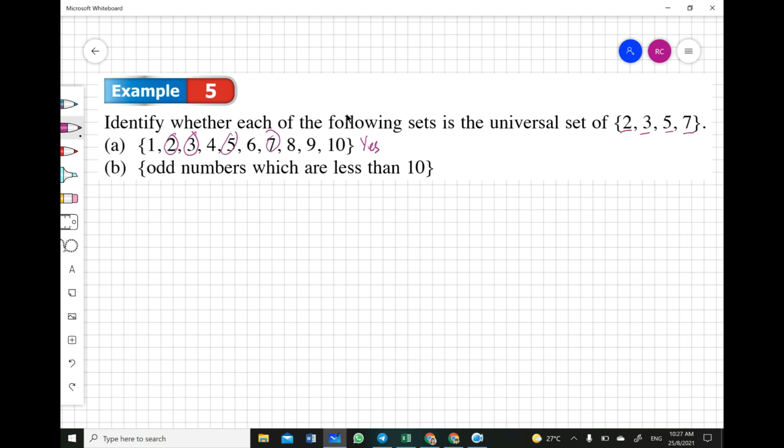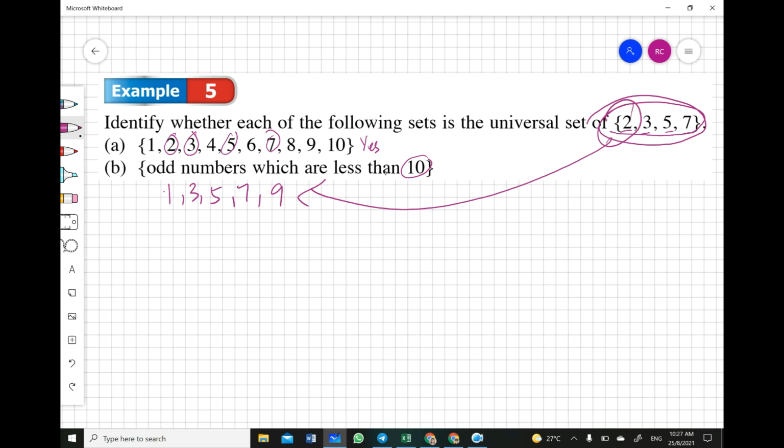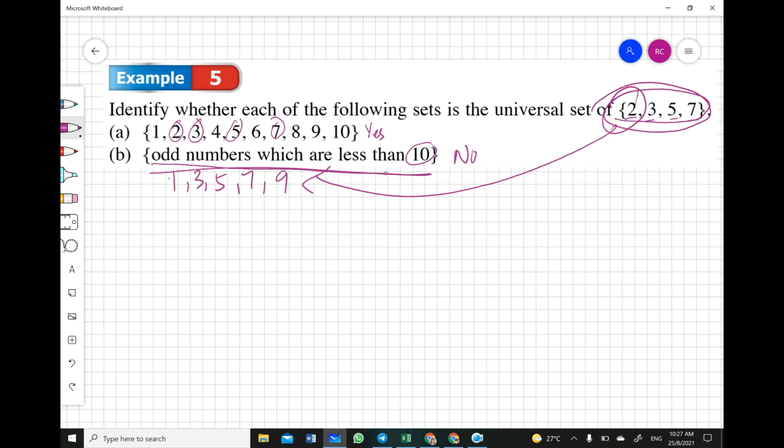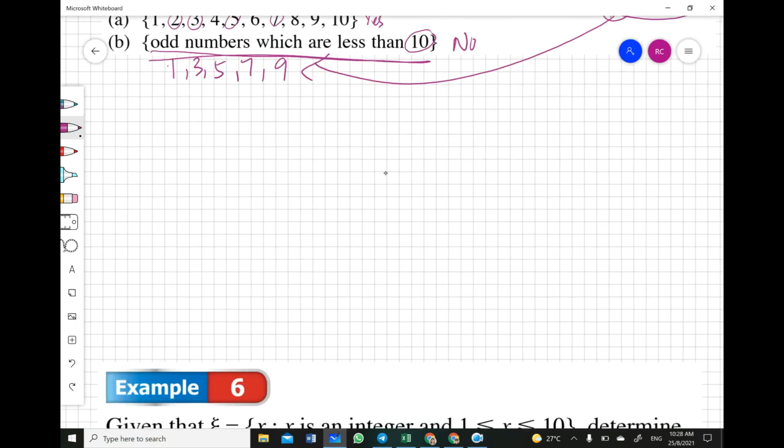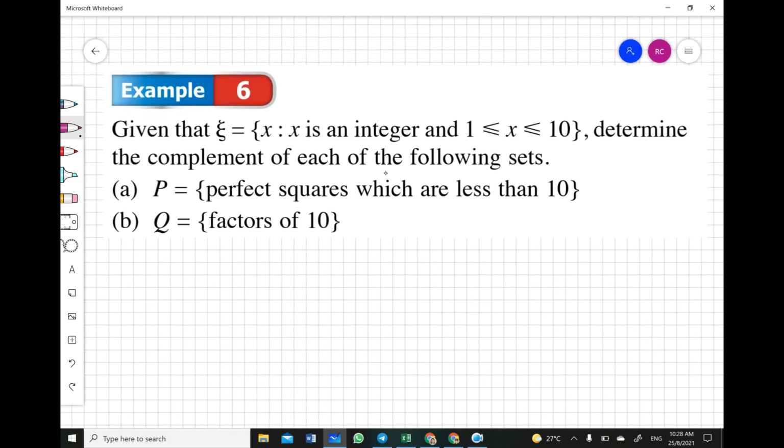Okay, for B, odd numbers which are less than 10. So the odd numbers are 1, 3, 5, 7, 9. Odd numbers, right? 11, but which are less than 10, so we don't mention the 11. So now, if you determine this one more time, 2, 3, 5, 7. Is 2 in the list? No, right? Meaning this is not a universal set. You understand? Okay, good. Do you have any question, class? No. Okay, if no question, then I continue with example 6 here.